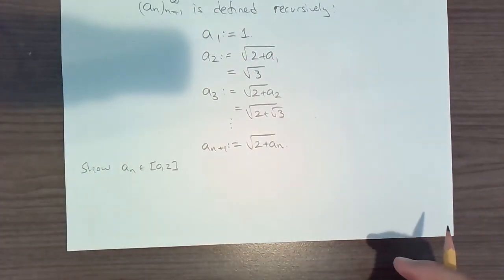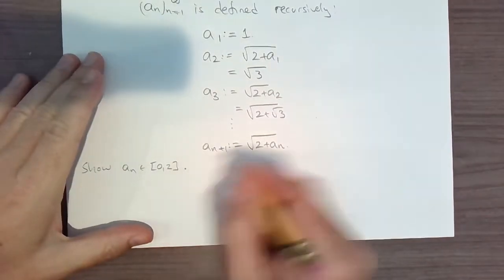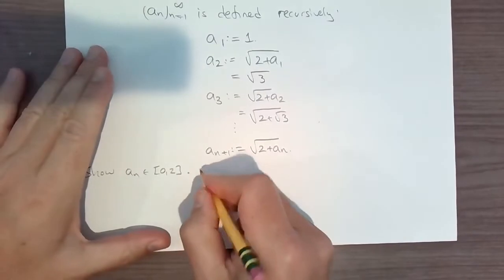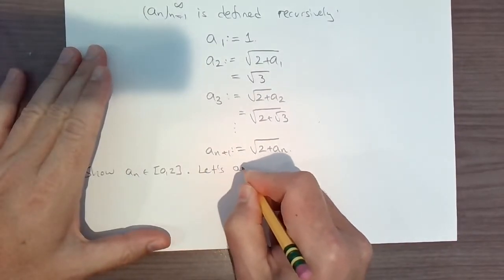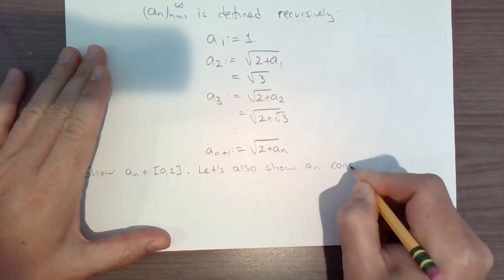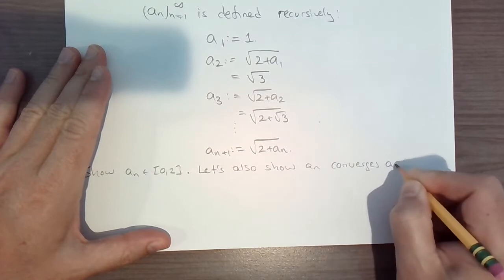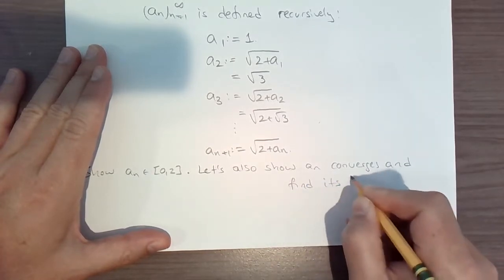I'm going to show a bit more, right? You also want to show that it converges. So this is what brings it back to number 5. Let's also show A_n converges and find its limit.